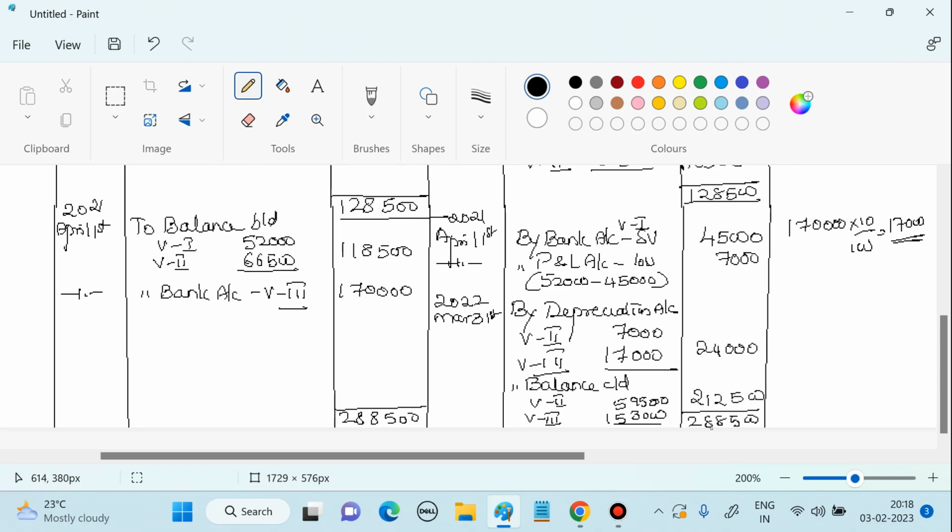Suppose this particular van was sold on 1st October. Then first you have to provide depreciation on van 1 from 1st April till 1st October, that is for 6 months, and then the value at the beginning minus the depreciation would be the book value, which has to be compared with the sale value. Getting that? Yes, ma'am.